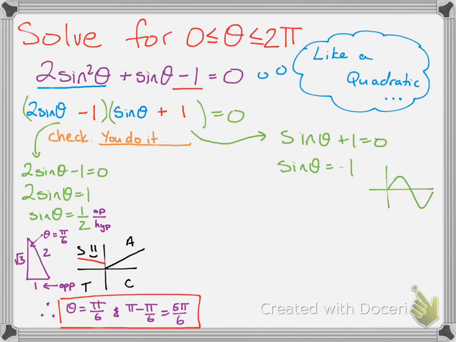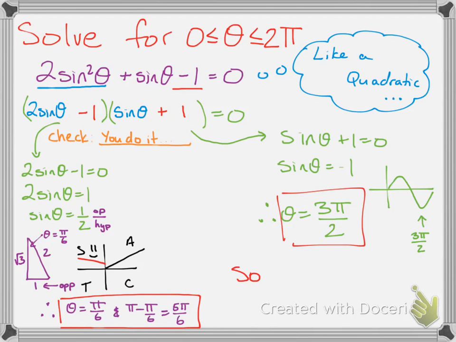And I know that sine hits its minimum right there, which happens to be 3 pi by 2. So that means right away that theta is 3 pi by 2, and there's my other answer. So we've got theta is pi by 6, 5 pi by 6, and 3 pi by 2. And that's how we solve.